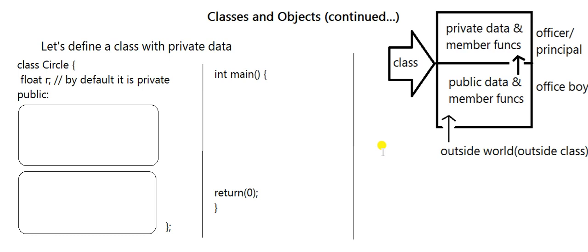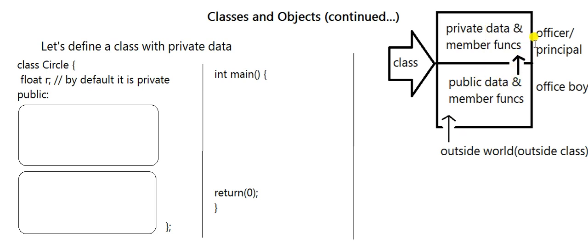You can see here some analogy I have given. Say this box represents a class. Then this part is the private data and member functions, and this is the public data and member functions. There is an entry for public from outside. Once you come in the public section, again you can access the private data. So via public methods, public member functions, you can access private data.